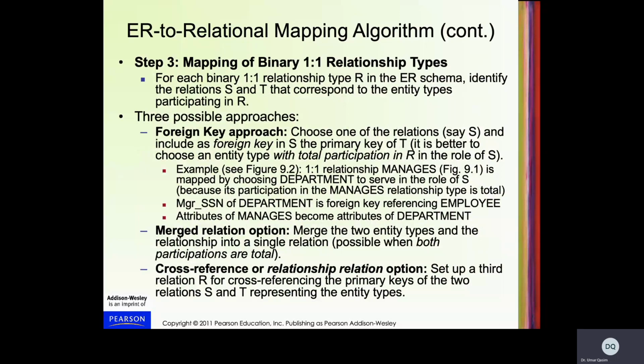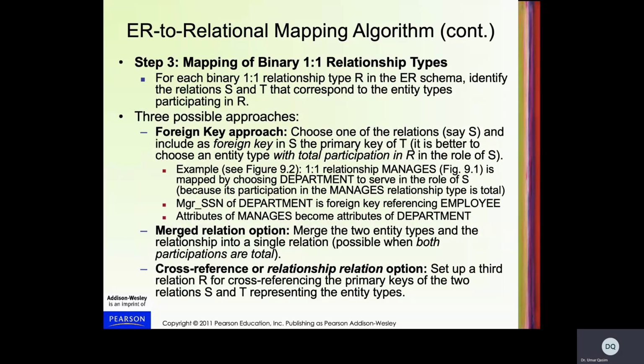Now next, mapping relationships. Now we already have 4 tables. Now we will look at relationships. As we already learned, there are 3 types of relations according to cardinality. There are one-to-one relationships, there are one-to-many relationships, and then there are many-to-many relationships. So in step 3, we take one-to-one relationships and convert them into database design. There are 3 approaches.